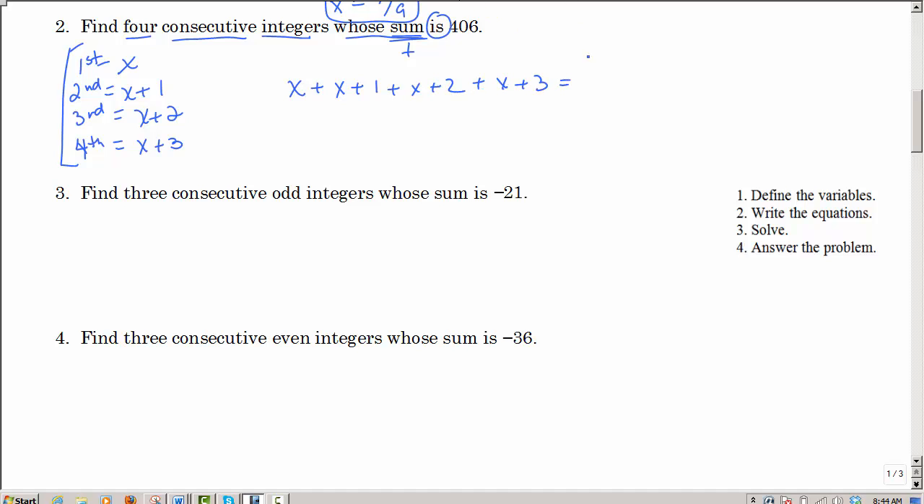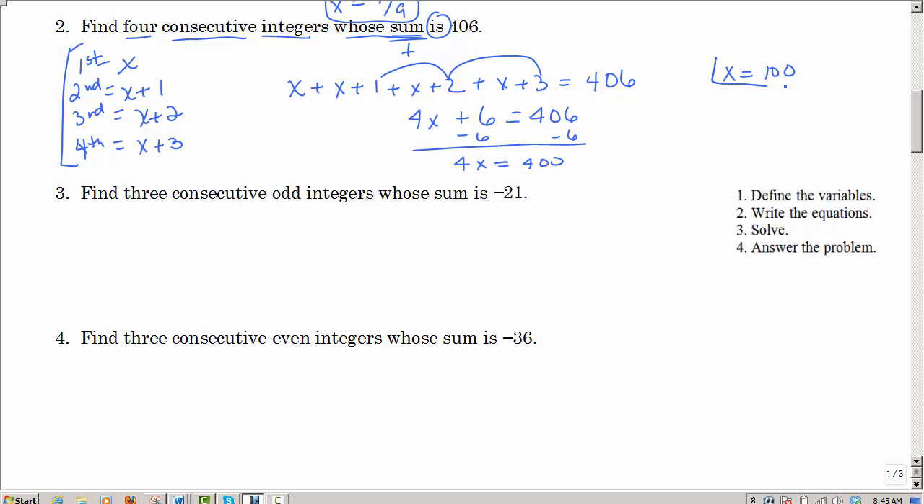And it's going to equal 406. 4 consecutive integers whose sum is 406. So now I'm going to collect like terms. So I have 4x plus 6. I'm going to subtract 6 on both sides. So I get 4x is 400. So if I divide by 4, I get 100.